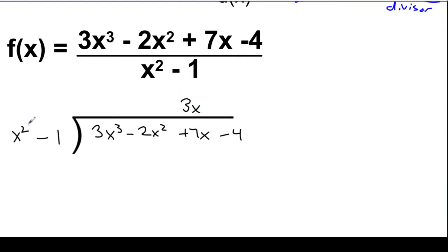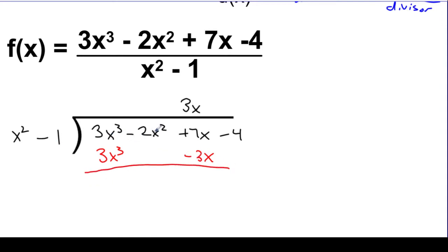And I'm going to say 3x times 3x squared is 3x cubed, okay? 3x times negative 1 is going to be negative 3x. So just be careful. That goes underneath the 7, right? Because it's not an x squared. When I do 3x times 1, I get 3x. So I need to, again, line it up. So here's my subtraction.